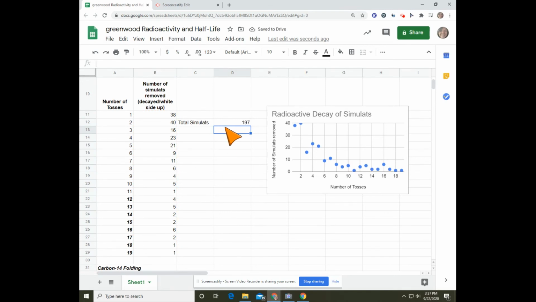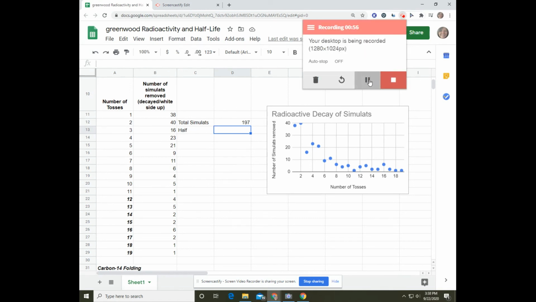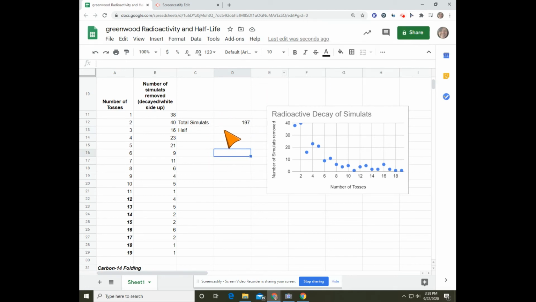All right, well, what is half of them? If we want to find out what half-life is, we need to know what half of the simulats are. So we're going to label our data half. All right, so now we're trying to figure out what is half of our simulats. So we're going to say equals our total simulats divided by 2, and that will give us half. So 98.5 is half of the simulats that we have.